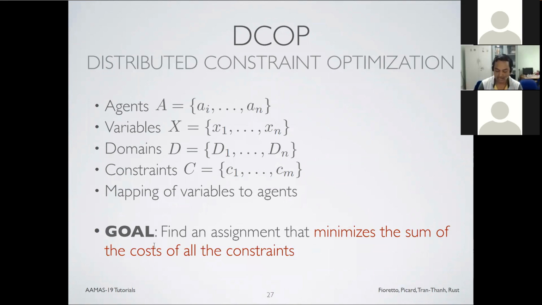So each agent is social. Each agent is proactive, goal driven. They are social because they are interacting with their neighbors to minimize the total cost. So that's why we are moving from the constraint optimization problem to the distributed constraint optimization problem.